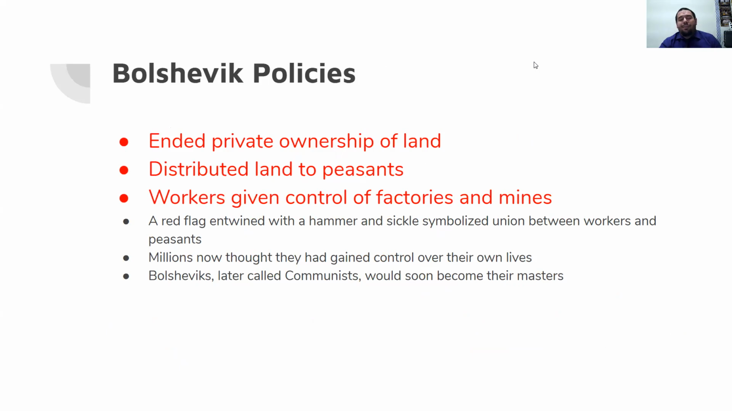They ended private ownership of land, gave land to the people. Of course, they distributed land to the peasants. I just said that. And the workers were given control of the factories and mines. Well, it turns out Marxist policies actually did come true, somewhat. A red flag entwined with a hammer and sickle symbolized the union between workers and peasants. Millions now thought they had gained control over their own lives. So the Bolsheviks, or later we call communists, would soon become their masters.